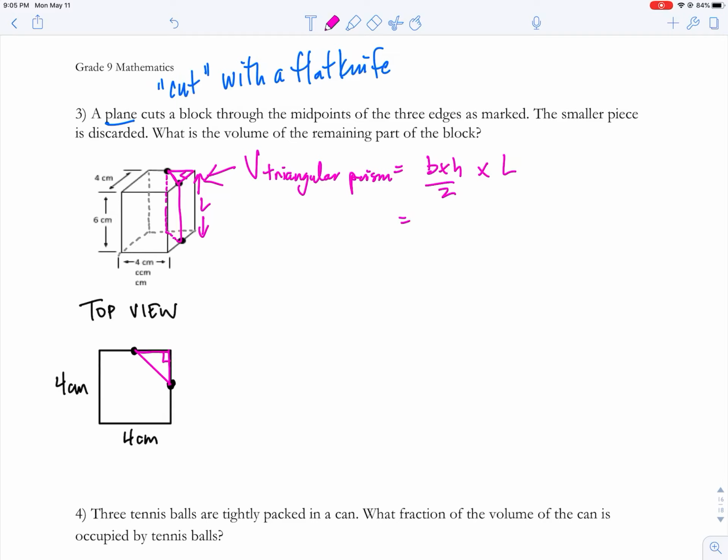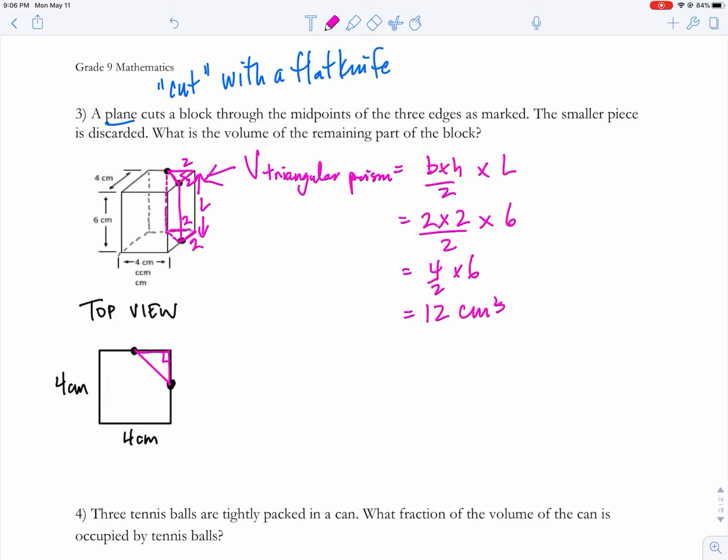And for the triangle, if it was 4 all the way across, then that's going to be 2. Its base is going to be 2. The height of the triangle is also going to be 2. So 2 times 2, cut in half, times the length of 6. And that's going to be 4 over 2, which is 2, times 6. So that's going to be 12. The volume of the triangular prism is 12 centimeters cubed.